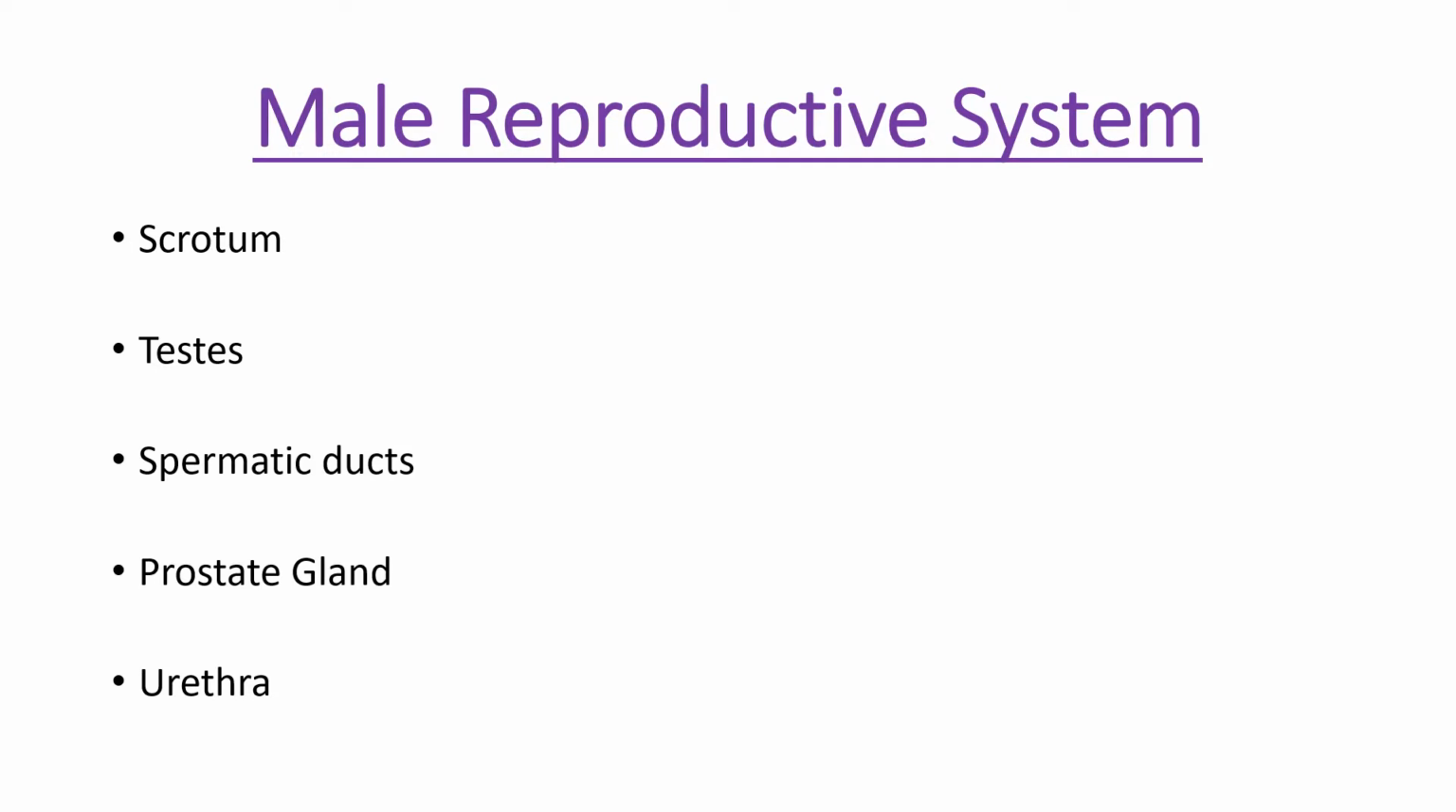All right, the male reproductive system: scrotum, testes, spermatic ducts, prostate gland, urethra. I believe that these items were already on your vocabulary homework sheet, so make sure that you review those.